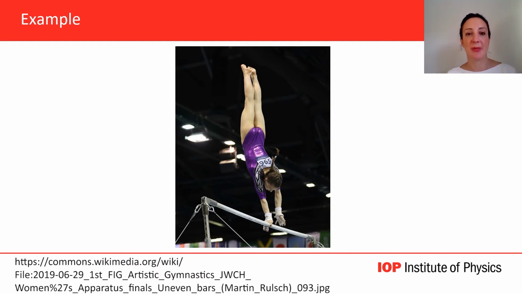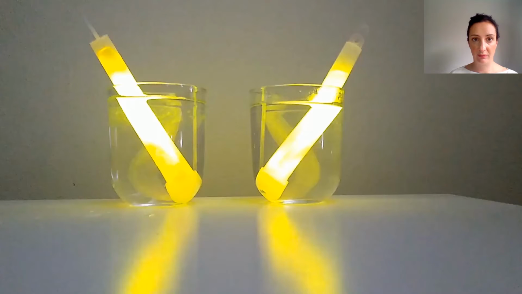Let's look at an example. Consider the hands of this gymnast. The movement of her hands on the bar will cause her hands to get warmer due to the work done by the frictional force between her hands and the bar. As her hands get warmer, the energy stored internally in her hands will increase.